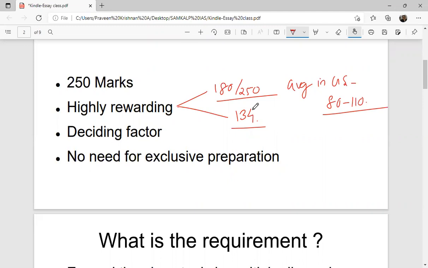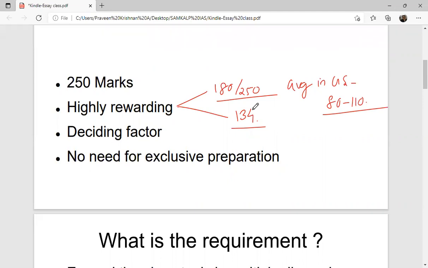So there are two aspects. First of all, it's a deciding factor when it comes to deciding your rank. Secondly, it's also a deciding factor whether you will make it to the interview or not. So on these aspects, an essay paper is very important. That's why I call it a deciding factor.